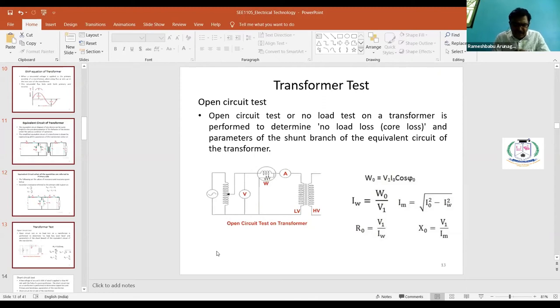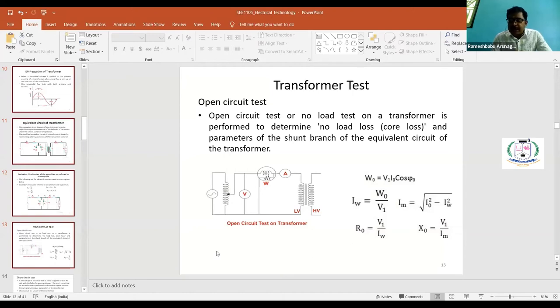There are two types of transformer tests available. One is the open circuit test, the other one is the short circuit test. The open circuit test on a transformer is performed to determine the no load loss. No load loss, which you can also call core loss or iron loss.